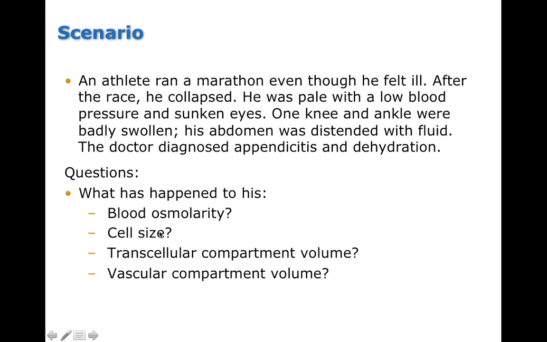Now, this transcellular compartment volume, if you remember, transcellular compartment is like the epithelial lined spaces, like your synovial membrane. So in the case of this athlete, his knee and ankle were swollen. The swelling that's occurring in that joint would be due to an increase in the amount of fluid within this particular compartment. So the transcellular compartment volume would increase. And then what about the vascular volume? Well, with dehydration, if you're losing water from your blood through sweat or excessive urination or just decreased intake, what we find here is that the vascular compartment volume would likely be lower, and this would explain also the low blood pressure and sunken eyes.